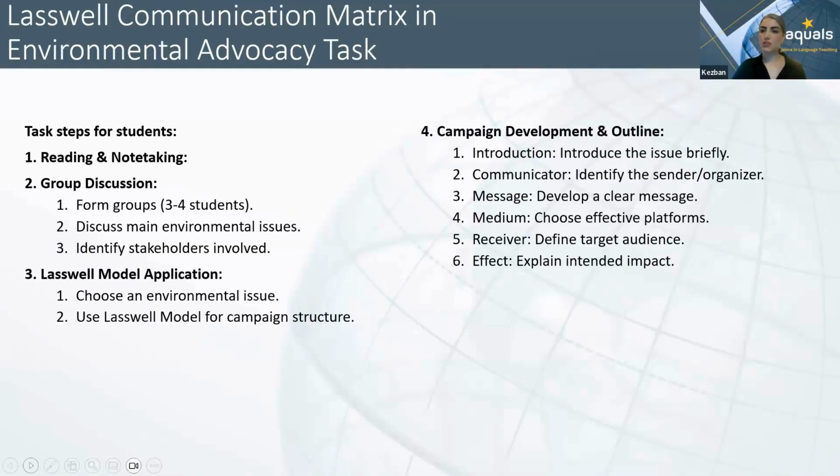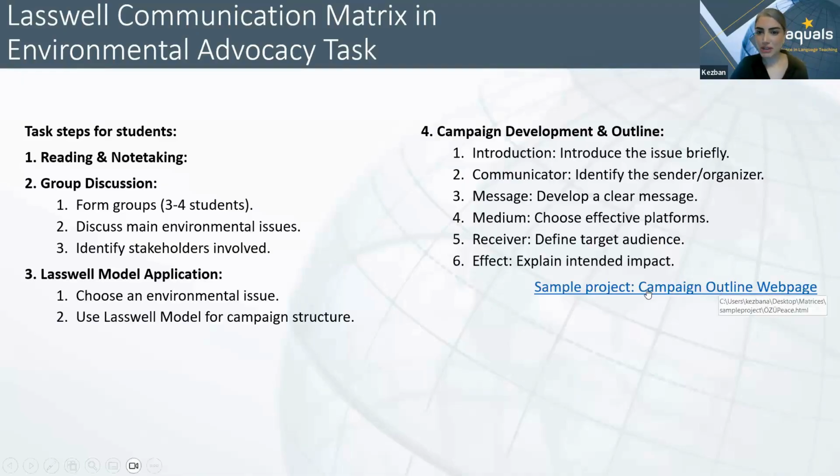So I asked them to introduce the issue briefly, identify the sender, organizer as communicator. They were to develop a clear, concise message, choose their platforms as the medium of communication of their advocacy task, and identify the receiver by defining their target audience and explaining the expected outcome of their campaign. And once they finalized this, they put this in a basic HTML format.